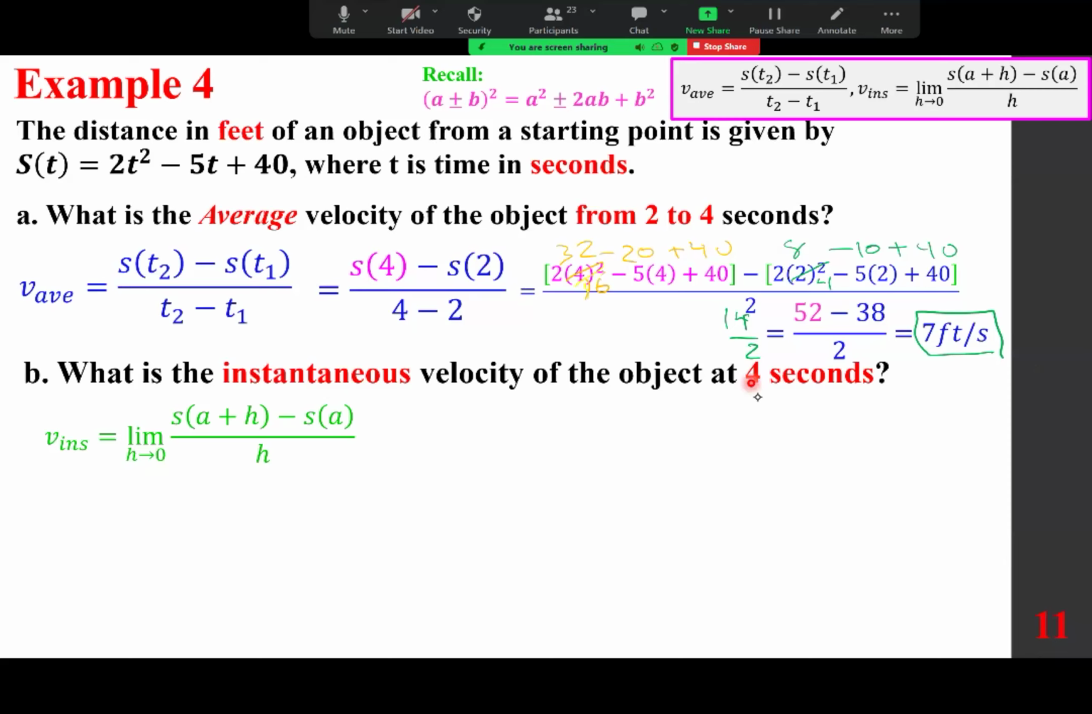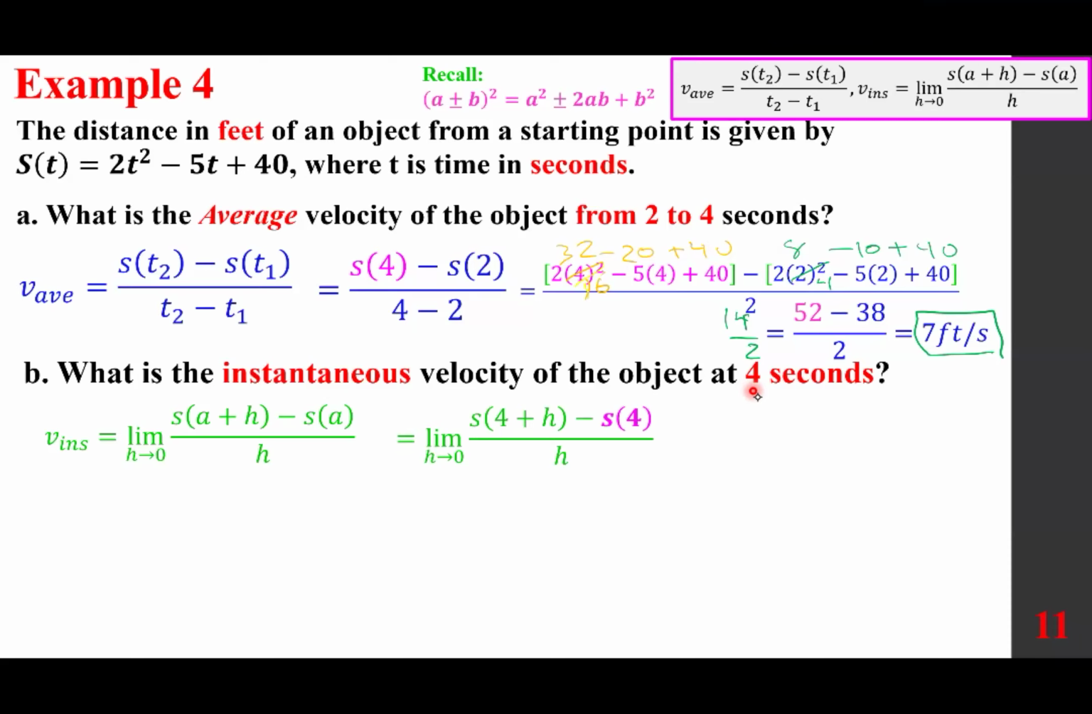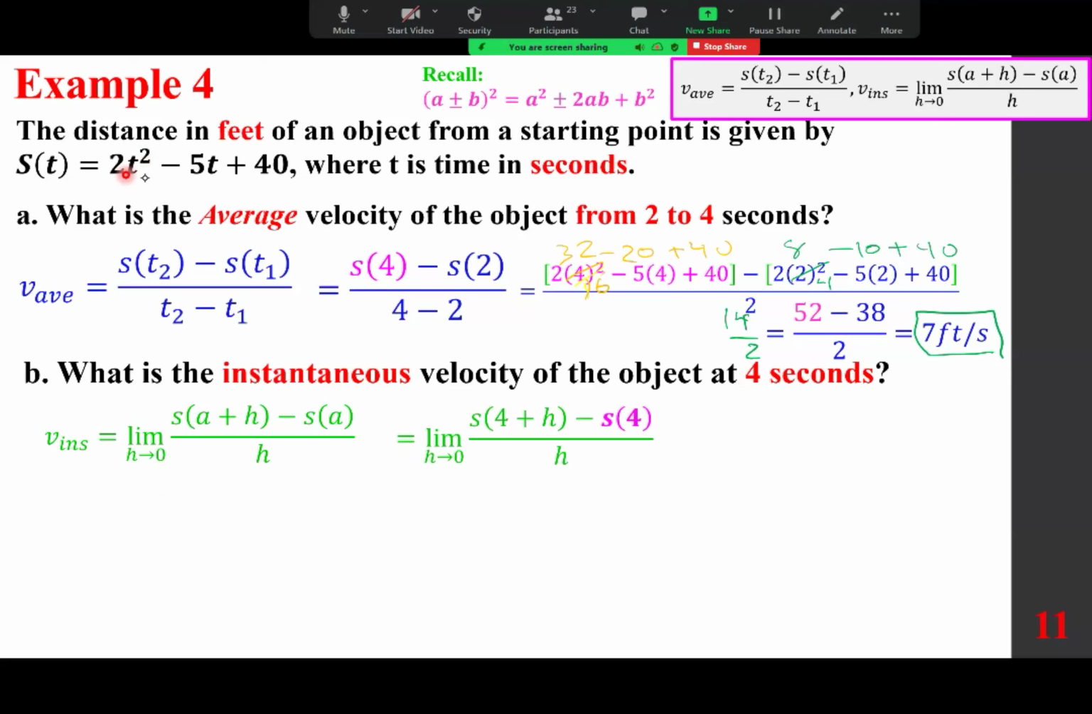And what is the value of a? Whatever is given here. 1 point is given, namely a is 4. Replace the a with 4. Now let's evaluate. And to do so, 2 times t squared becomes 2 times 4 plus h squared, minus 5 times t becomes minus 5 times 4 plus h, plus 40. So that's this.